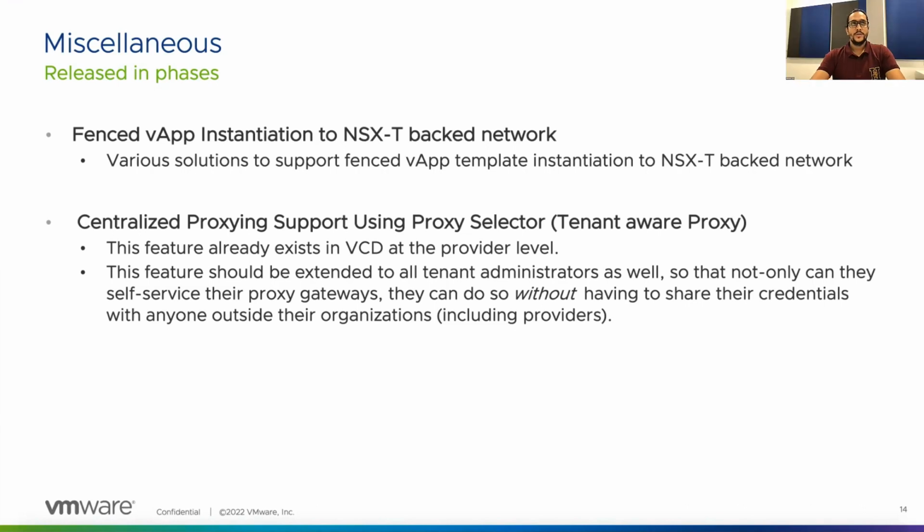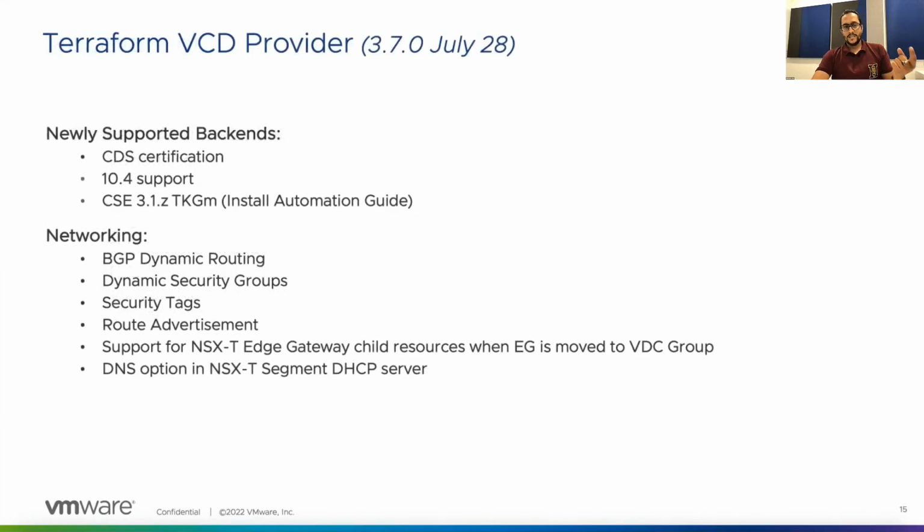You're right. So these were some of the miscellaneous enhancements. Whatever we've seen so far were all the updates in 10.4 from a VCD perspective. Like we discussed in the initial stage, we have two updates from an extensibility perspective. One is from a Terraform perspective, where we are releasing Terraform 3.7, and I see the date is mentioned around July 28. Don't quote us if it's not releasing on that date.